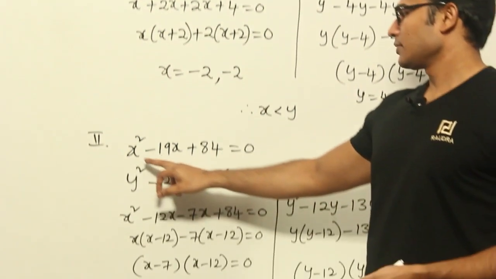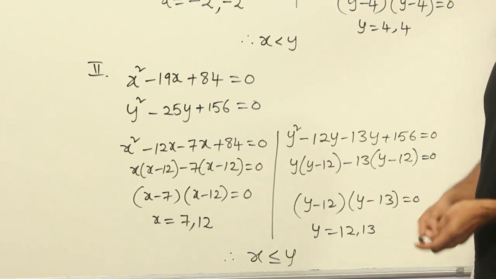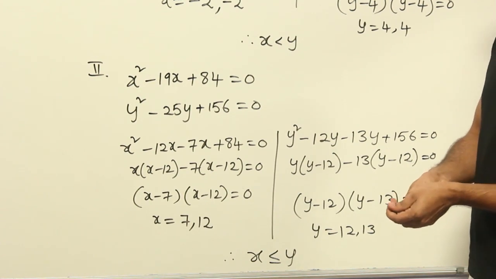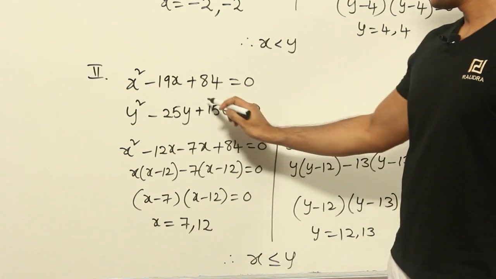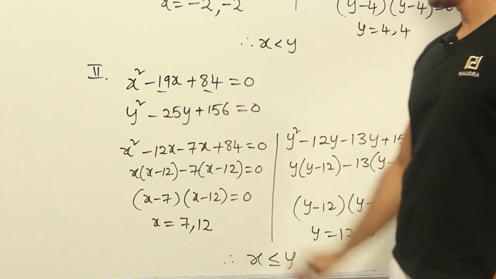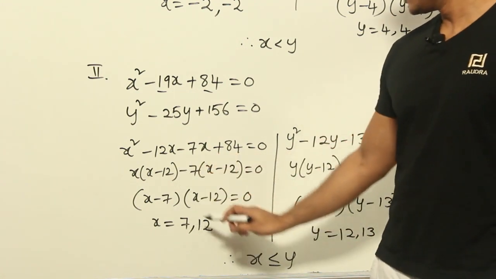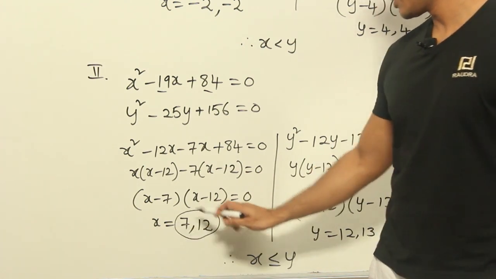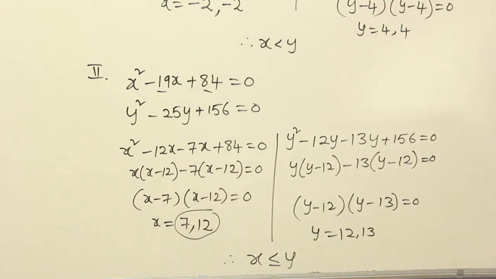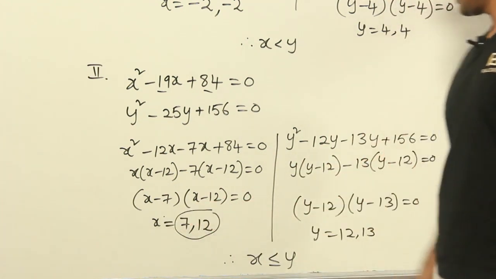And if you see the next one, x square minus 19x plus 84 equal to 0. In this case, the product of two numbers has to be 84 and the sum of the two numbers has to be minus 19. So you can say 12 into 7, right? So minus 12 into minus 7. I am writing it this way, and if you simplify it, you are going to get 7 comma 12 as the answer, right? So the values which satisfy the equation are 7 and 12.